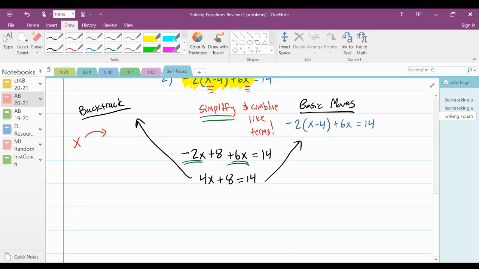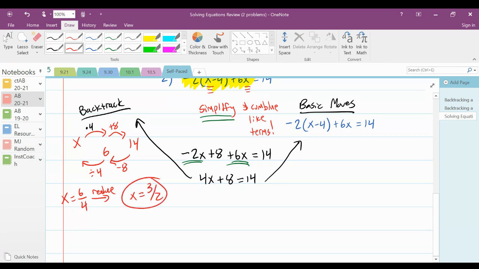I'm going to do a little bit of both here. If I were to backtrack, it looks like I multiply by 4 first, and then add 8, and I get 14. So I'm going to undo that. We're going to subtract 8. That gives me 6. And divide by 4. Well, 6 isn't really divisible by 4 nicely, so I'm going to get that x equals 6 over 4. Of course, we would reduce that and get that x is 3/2.